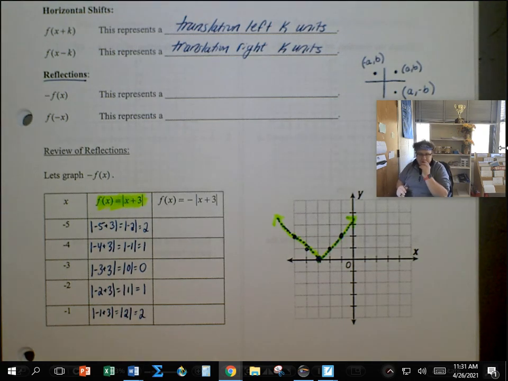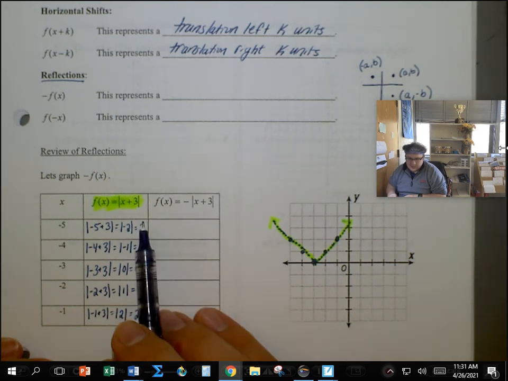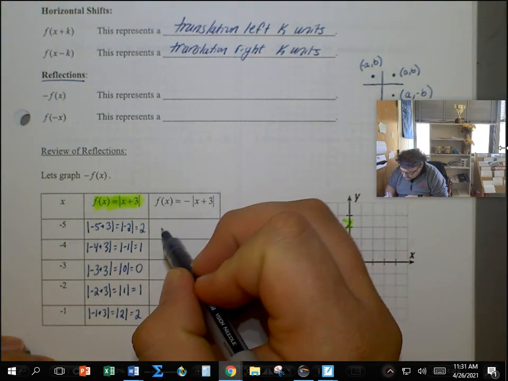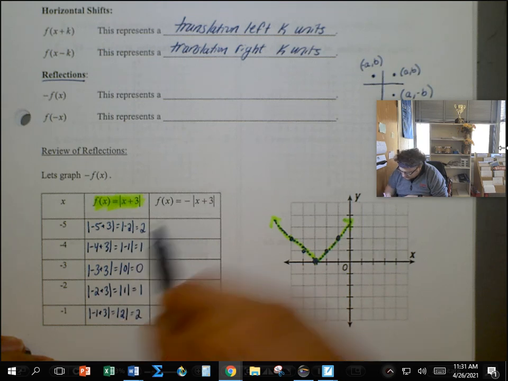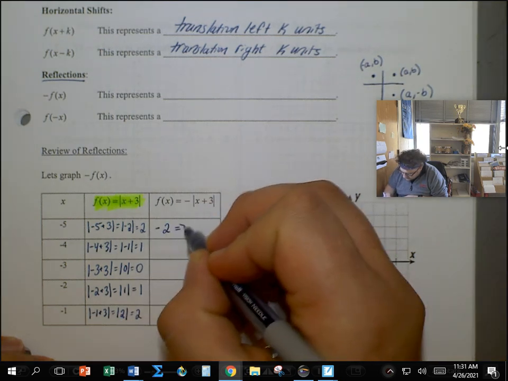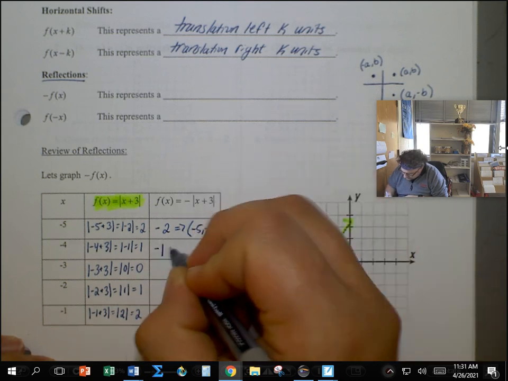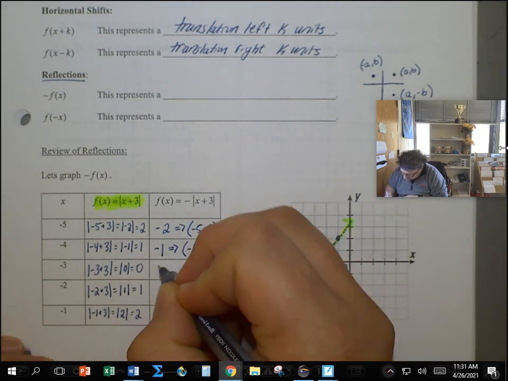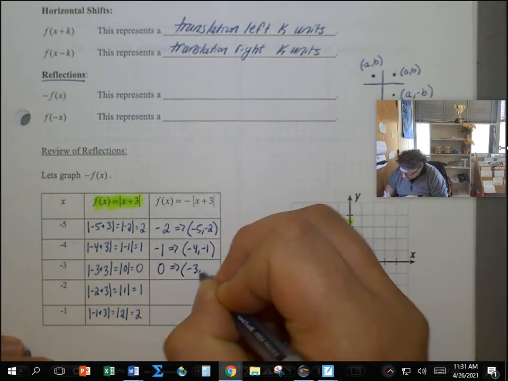So now we're going to shift over, and if there's a negative sign outside the absolute value, that means that we have to take whatever value we were given as an output, and we're going to negate it. So instead of having 2 as our output, we're now going to have -2. So we're going to have the point -5 comma -2. We'd have -1 over here to get -4 comma -1. This is still going to be 0. So this would be -3 comma 0.